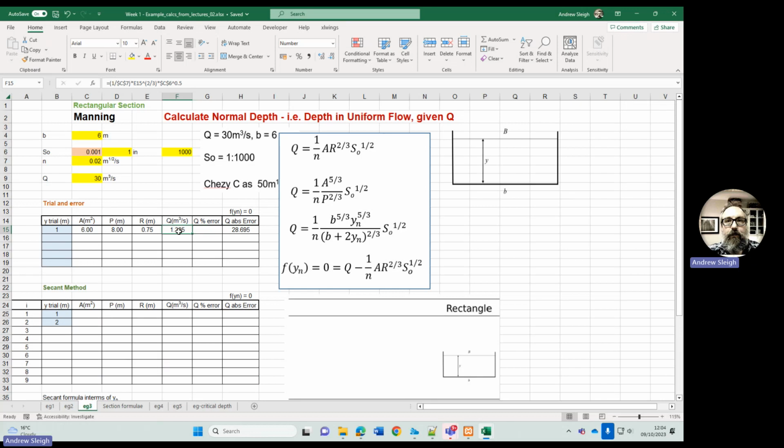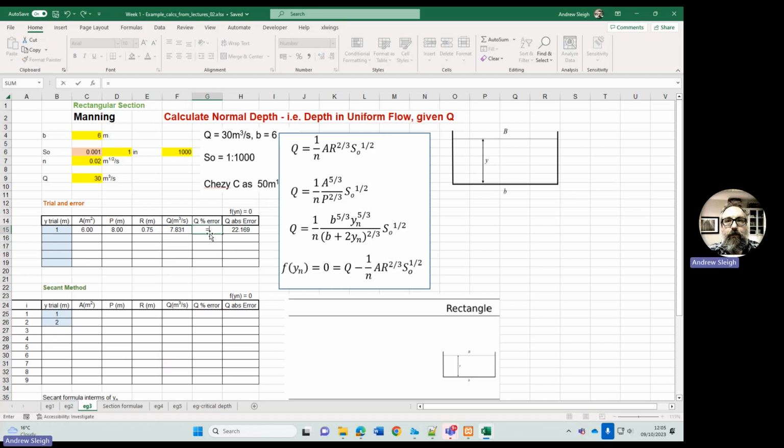That error, we're trying to get a Q of 30 here. So this looks about right. Let me just have a look at this formula. I think I may well have got this formula wrong here. Yes, I've forgotten to multiply by the area here. So let's have an area in here times by R to the 2/3. There we go. That's much better. So always check your formula against what you've got.